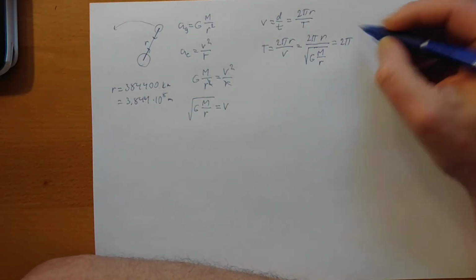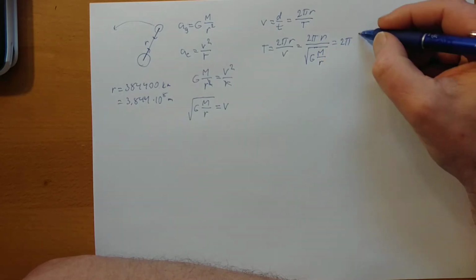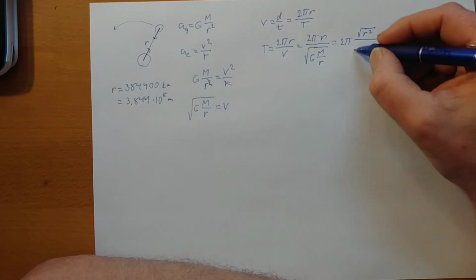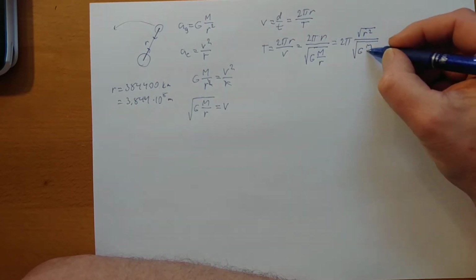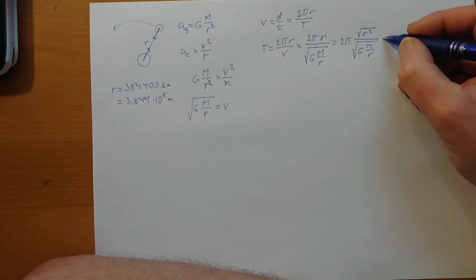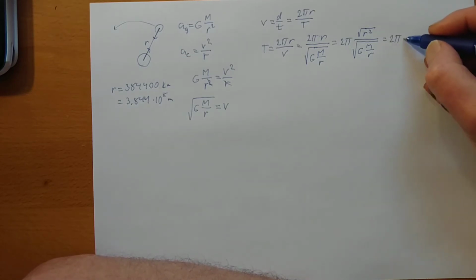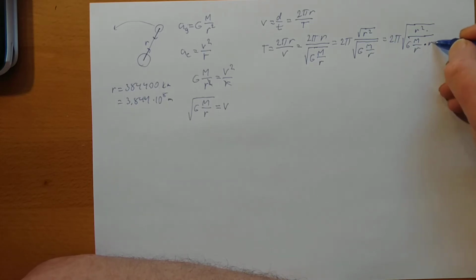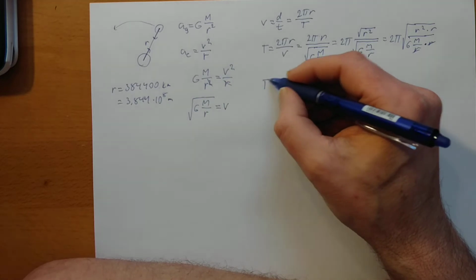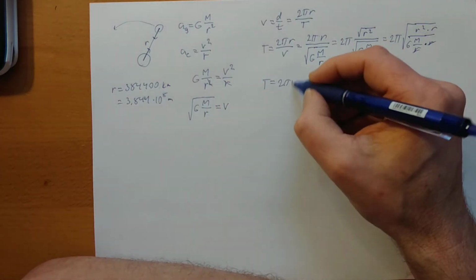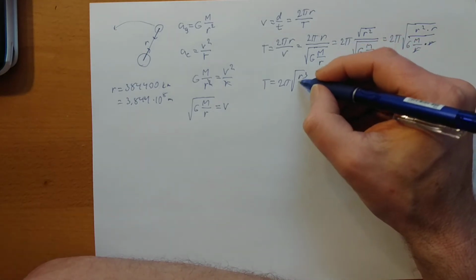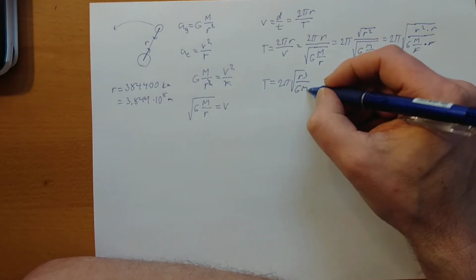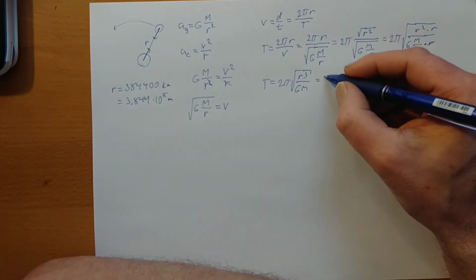I write this as 2 pi, and I will write r as a square root of r square, just to be able to combine it with the other square root. And this will give us 2 pi square root of r square over g m over r. I will multiply both the numerator and denominator here by r, cancel cancel, and that will give us that the period is 2 pi square root of r cubed over g m. So we now fill in the numbers.